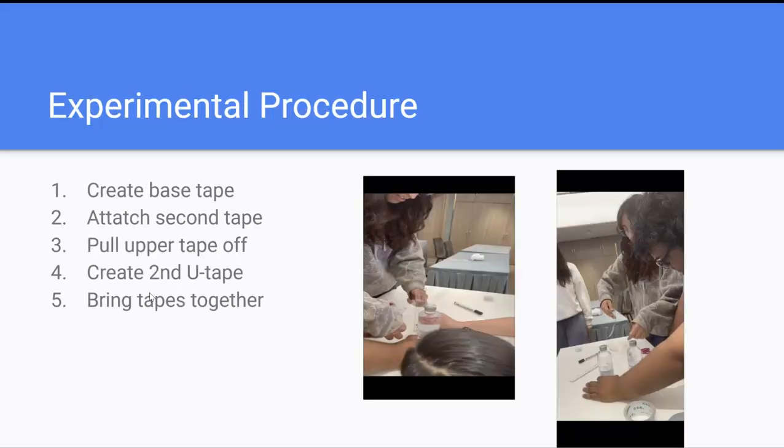I created a base tape, attached a second tape, pulled off the upper tape to create a charged U-tape, repeated the process for a second U-tape, and then brought the tapes together to observe their interactions. And here's my group doing that.